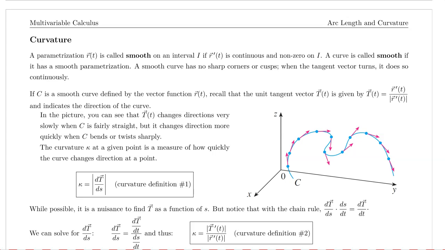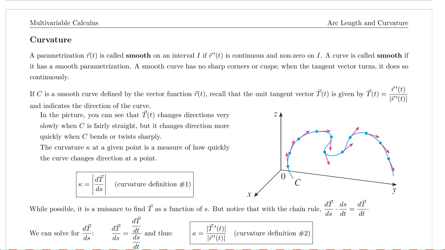In the picture, you can see that capital T of t changes directions very slowly when C is fairly straight, but it changes direction more quickly when C bends or twists sharply. So here you can see that the unit tangent vector is not changing direction that quickly, but when it curves, notice that the direction of the unit tangent vector does change quickly.